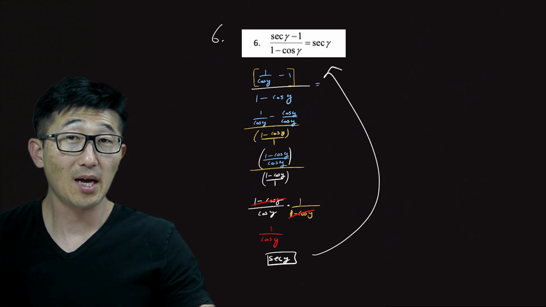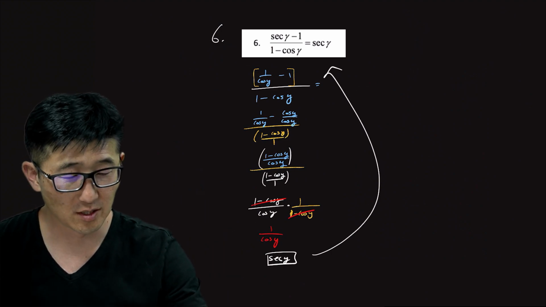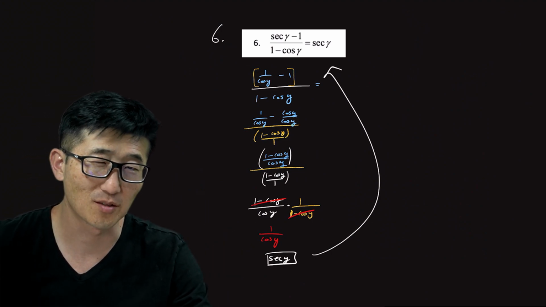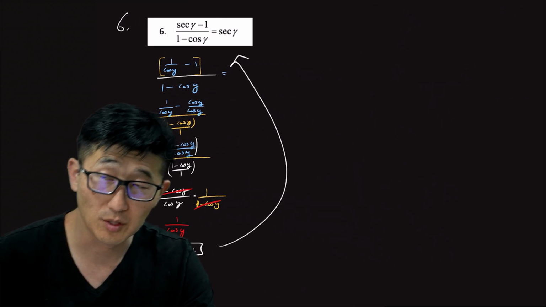All right, so yeah, max 5, 6 lines. 1, 2, 3, 4, 5. But if you have to go further, you probably missed the trick. All right, number 7.